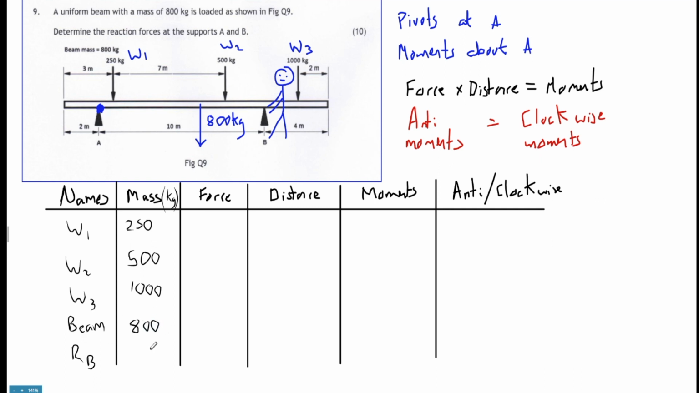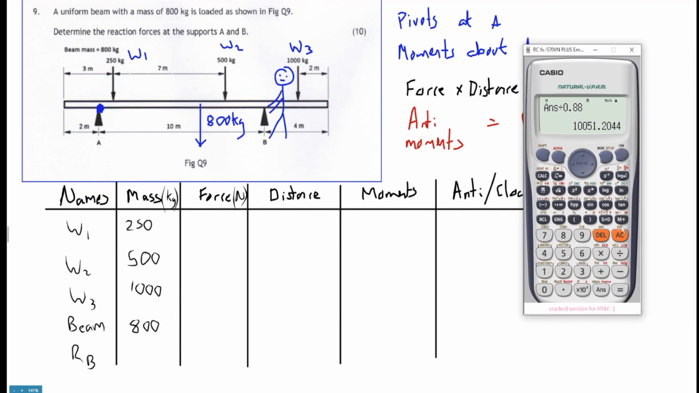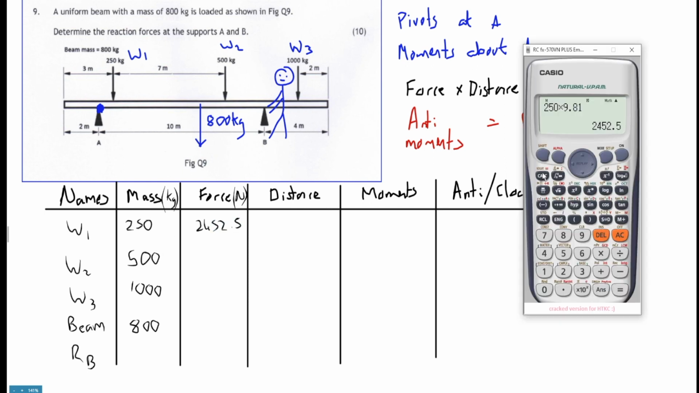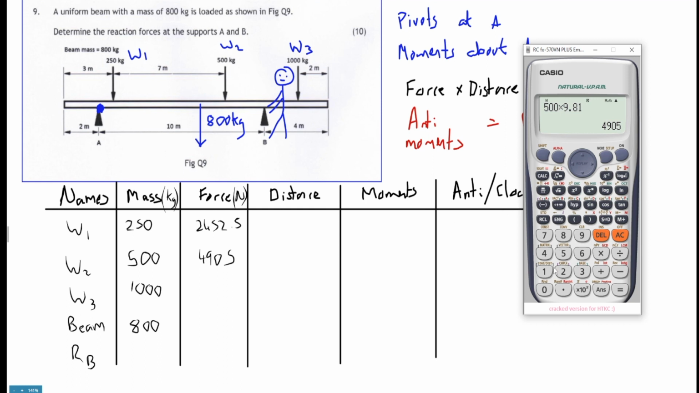And the reaction force, we don't know, we don't care. It's not really a mass, it's just a force. So the force will be in newtons. And we're going to times each of these by 9.81 to get it into newtons. So 250 times 9.81 is 2452.5. And then the next one is 500 times 9.81. I was going to double it, but we'll keep it nice and easy. 4905. Next one is 1,000 times 9.81.